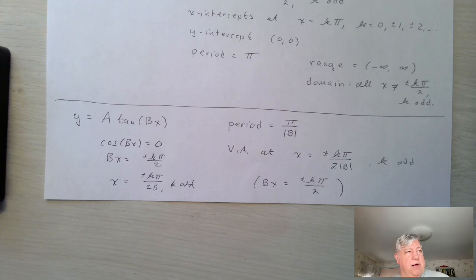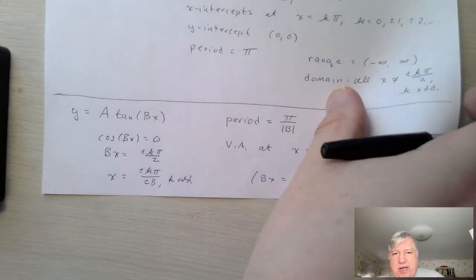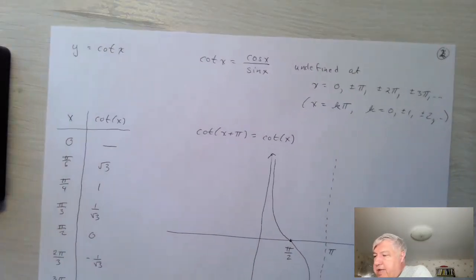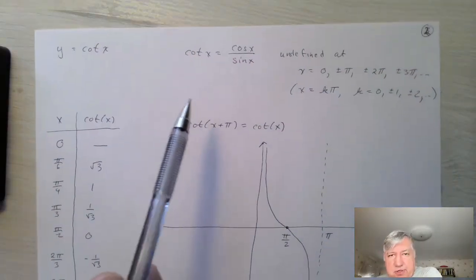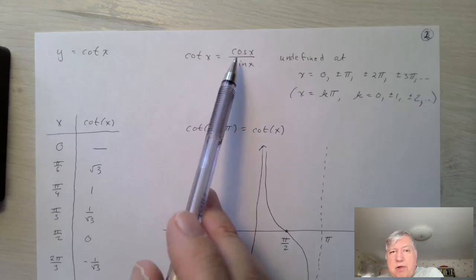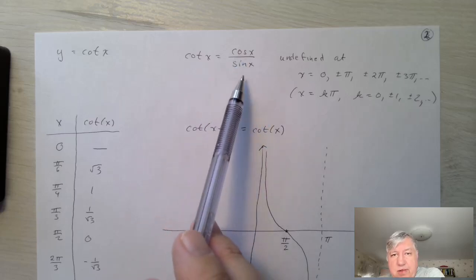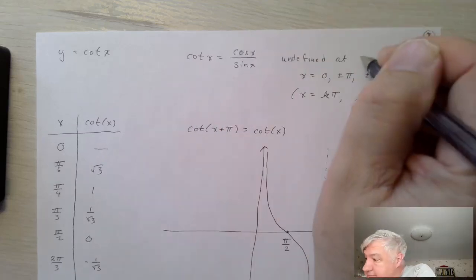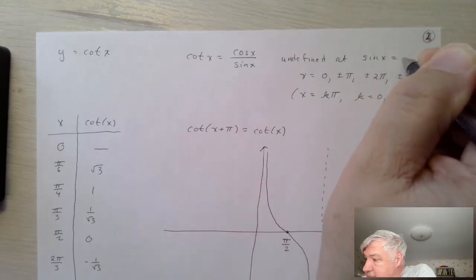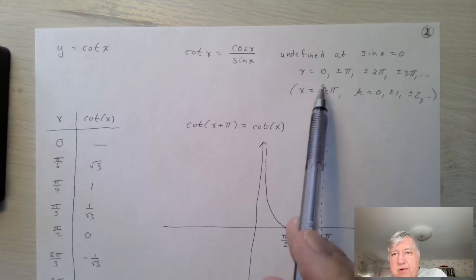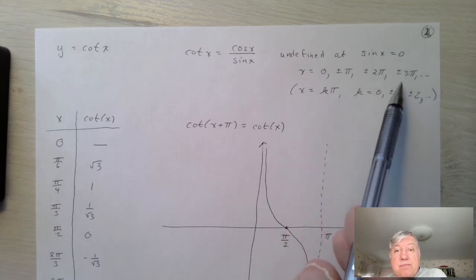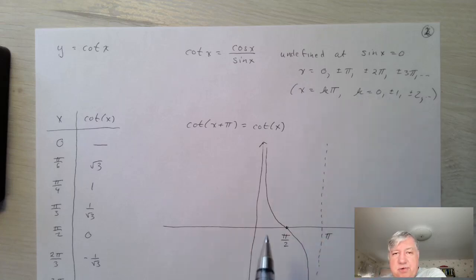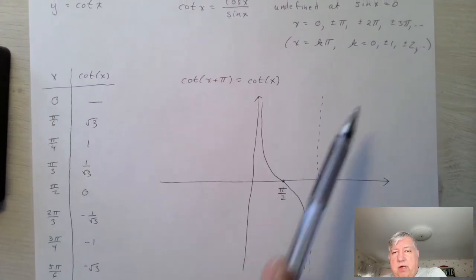Now let's talk about the cotangent. Cotangent, of course, is the reciprocal of the tangent. It's also equal to the cosine divided by the sine. So this will be undefined where the sine of x is 0. And we know that the sine of x is 0 when x is some multiple of pi. Okay, so x is equal to k pi, where k is any integer or any whole number.